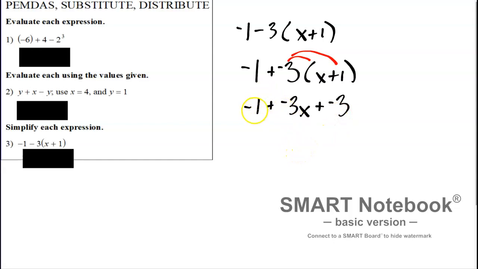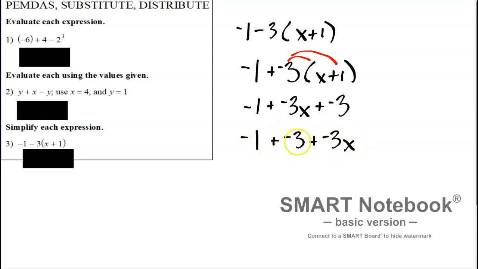Okay, now I want you guys to notice, can I combine these two? He doesn't have an x, he does, so you should say no. Can I combine these two? He has an x, he doesn't, so you should say no. How about this guy and this guy? Can you combine them? You can. So I'm going to put them together up front, so negative 1 plus negative 3, and since I don't want to forget him, I'm going to put plus negative 3x.